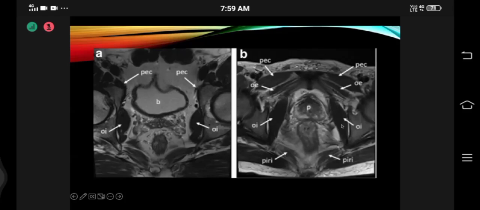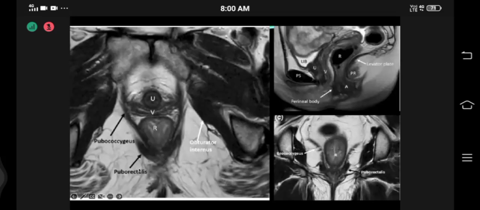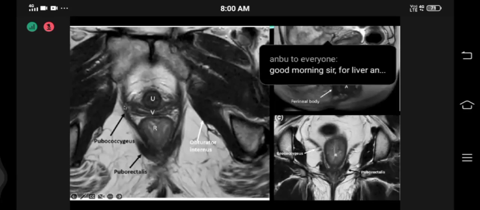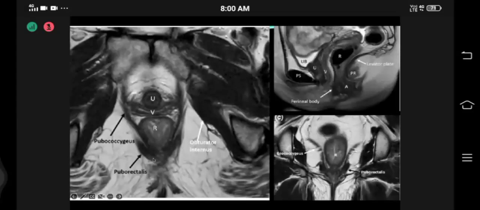So this is the obturator internus, piriformis muscle. This is obturator externus and pectineus muscle. Again, this is prostate, rectum. If you can remember obturator internus and piriformis muscle, that should be sufficient. So these are the parts of the sphincters. Sphincters are formed by the pubococcygeus and puborectalis muscle. This is obturator internus muscle which goes outside, and this is the sphincter which goes and anteriorly fuses to the pubis. This is the urethra, this is the vagina, and this is the rectum.